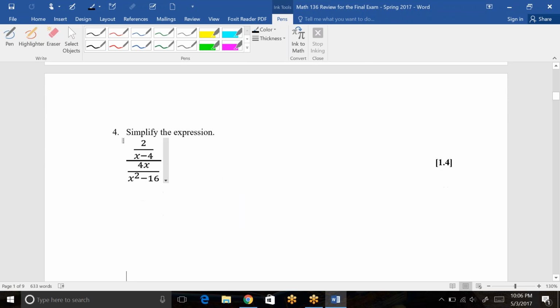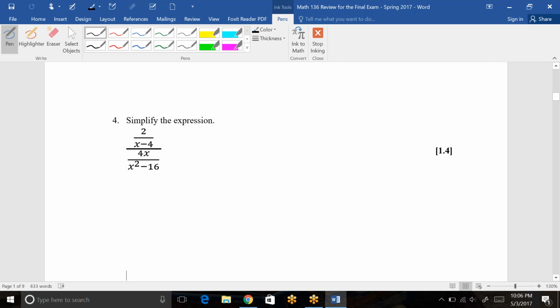Number 4 is a division problem. So one of the ways we can try to do division is to try to multiply by the reciprocal. So flip the bottom fraction.